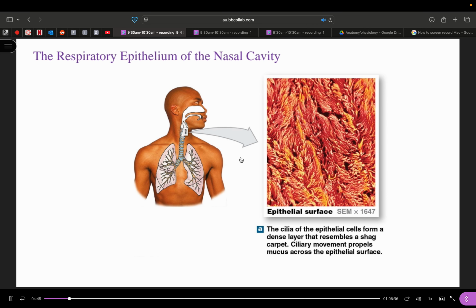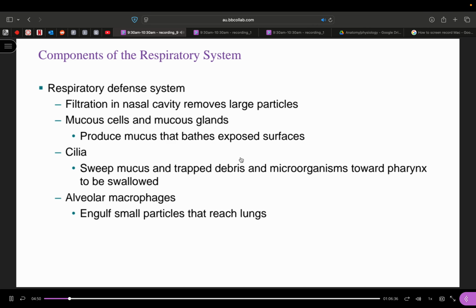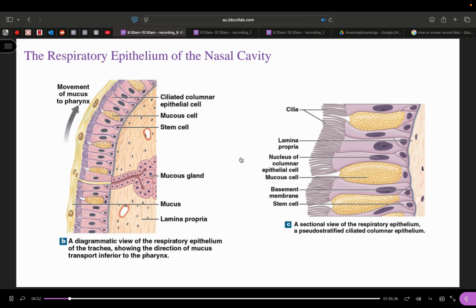What happens though is, as you remember, that cilia, I'll just move down here, the cilia will actually sweep everything across, which you can see my pointer on.